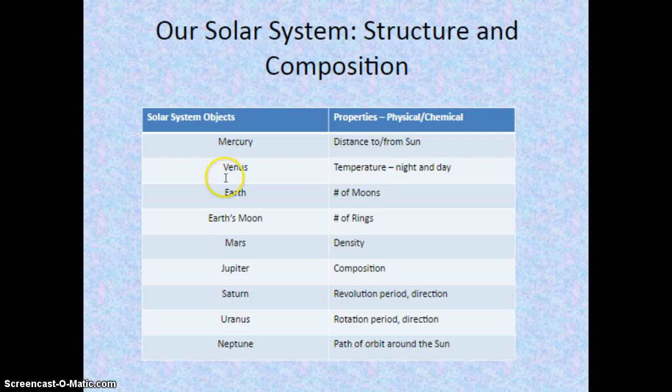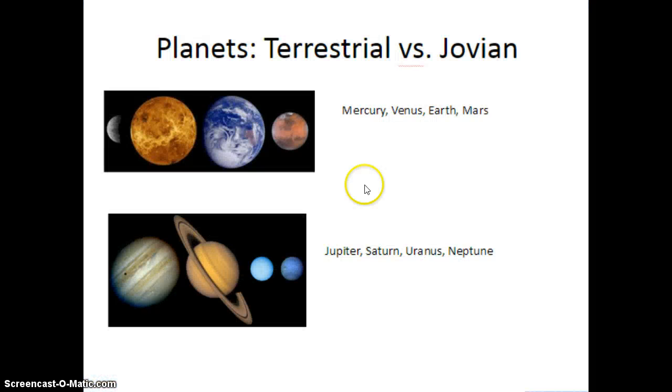We'll be talking about all the different celestial objects: Mercury, Venus, Earth, our moon, Mars, Jupiter, Saturn, Uranus, Neptune. I would even put Pluto in there. And we'll study the distances to and from the sun, the temperature of night and day, the number of moons, the number of rings, the densities, compositions, revolutional period and direction, rotational period and direction, and the path of the orbit around the sun. Here we'll be differentiating the planets themselves. We have our terrestrial, inner rocky planets, Mercury, Venus, Earth, Mars, and we have our Jovian, or gas giants, Jupiter, Saturn, Uranus, and Neptune.